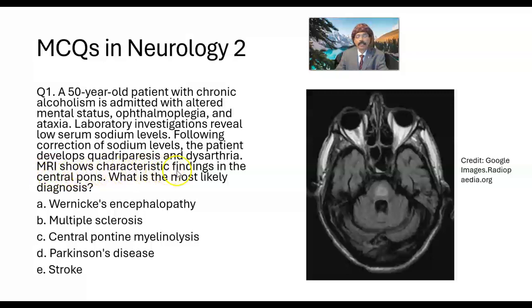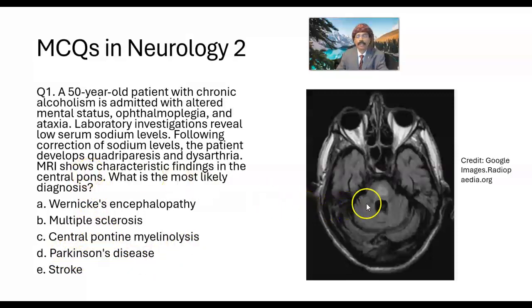MRI shows characteristic findings in the central pons. Pons is a part of the brain stem. What is the most likely diagnosis? Wernicke's encephalopathy, multiple sclerosis, central pontine myelinolysis, Parkinson's disease, stroke. What is the correct answer?